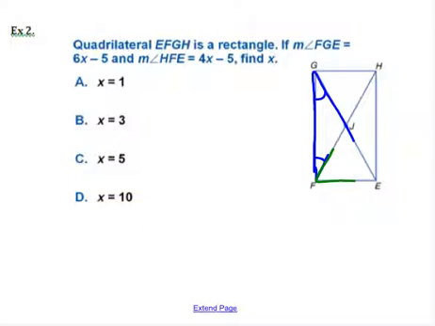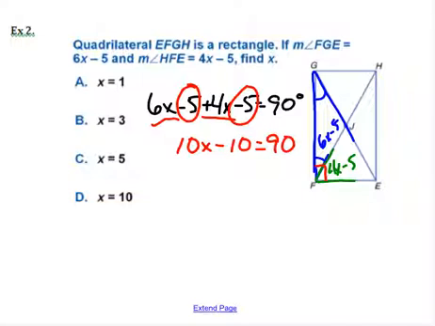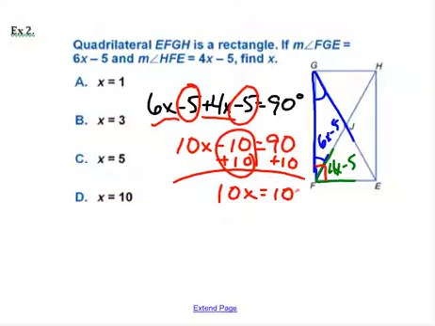And then if they give me this one as 4x minus 5, and the blue one is 6x minus 5, and this red one is a right angle, that means those two added together, so 6x minus 5 plus 4x minus 5 equals 90 degrees. And then we're combining like terms. So 6x and 4x are like terms, so there's 10x. Minus 5 minus 5 is minus 10, equals 90. I add 10 to both sides, and 10x equals 100. Divide by 10, divide by 10, x equals 10.